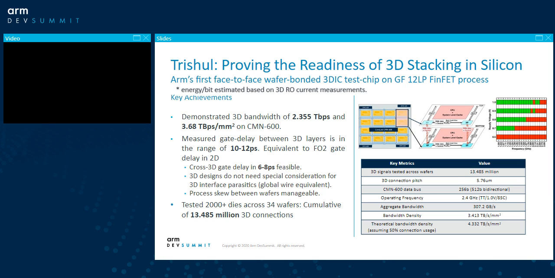So the Trishul project is to get the first proof point to prove the readiness of this 3D stacking technology. It's built on the GlobalFoundries 12 nanometer FinFET process node, and the design used for this test chip is a CMN600. CMN600 is a coherent mesh interconnect IP aimed at infrastructure applications. Because it's just a test chip to give a proof point, we don't really build a whole system. We grab a 2 by 2 mesh topology from this picture, as shown here.